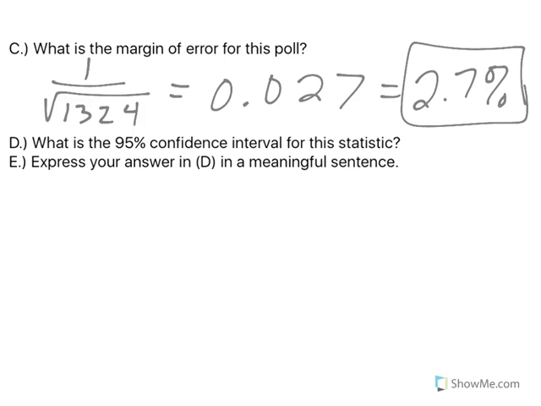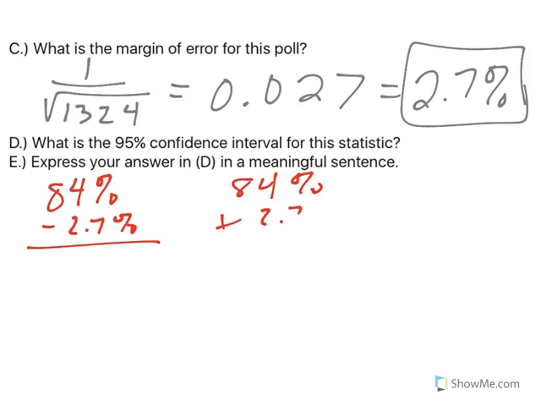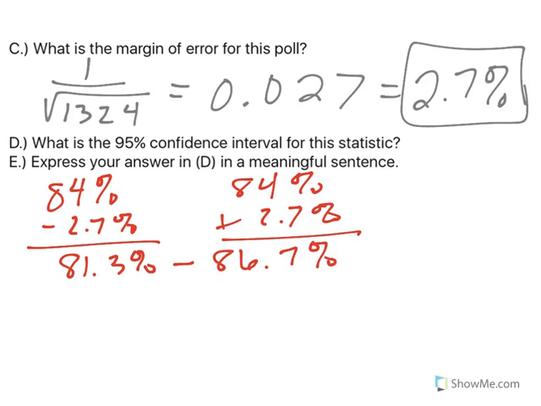So what is my 95% confidence interval? Well, recall that 84% said that they thought it was. So to find my confidence interval, I'm going to subtract my margin of error, and I'm going to add my margin of error. So my confidence interval is going to be from 81.3% to 86.7%.